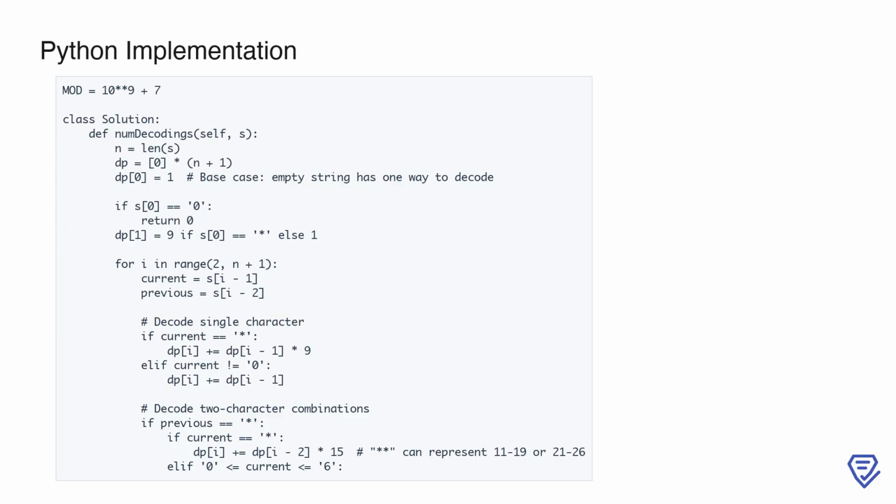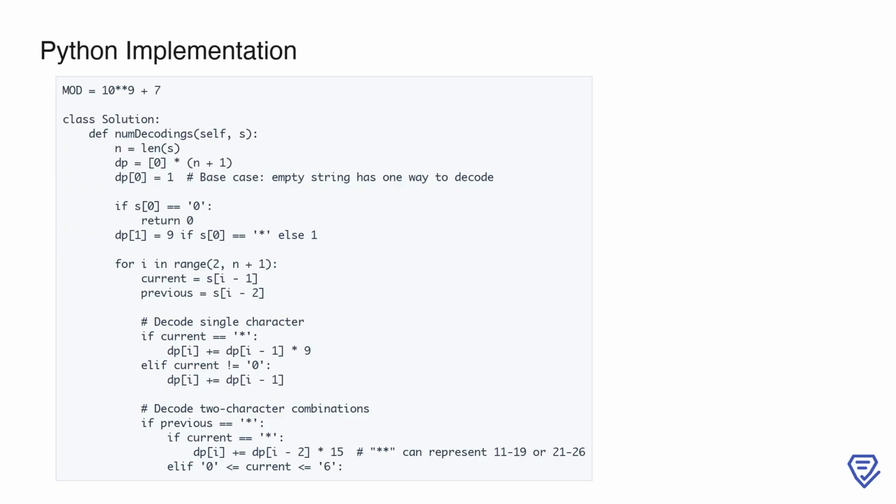Inside the loop, current represents the character at position i-1, and previous represents the character at position i-2. To calculate dp[i], we first consider single character decodings. If the current character is an asterisk, it can represent 9 possibilities, so we add dp[i-1] multiplied by 9 to dp[i]. If current is not 0, it represents a valid single-digit number, so we simply add dp[i-1] to dp[i].